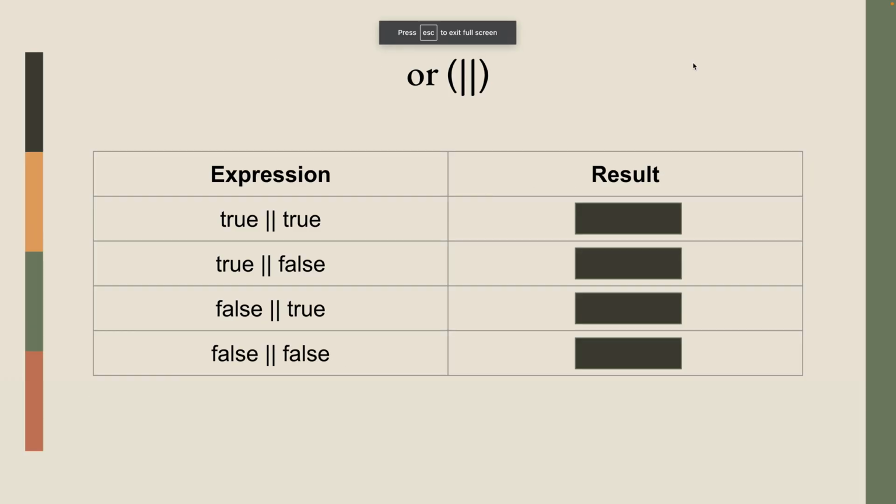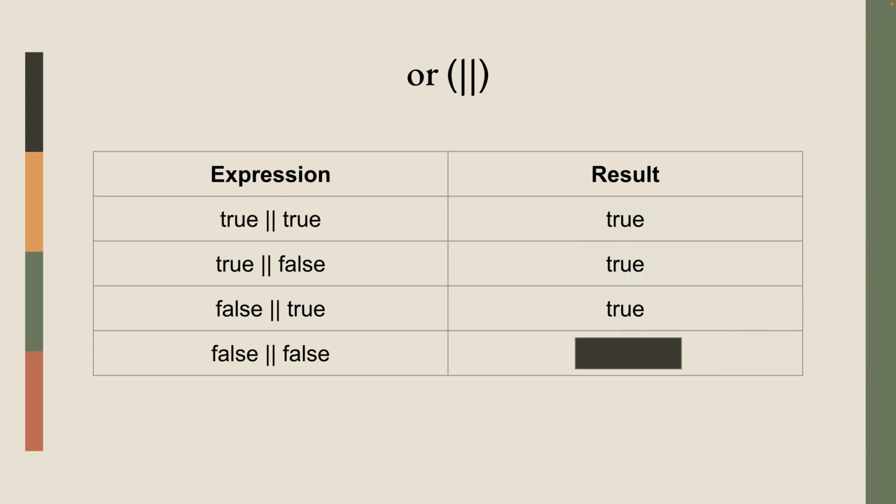Putting it into the table, true or true? True. True or false? True. Okay, false or true will also be true. And then false or false? False. All right. Any questions on and or, the logical operators?